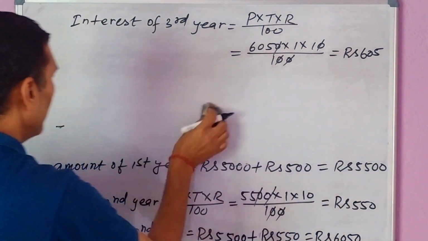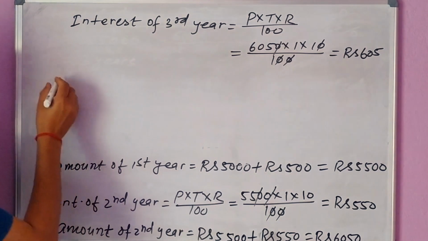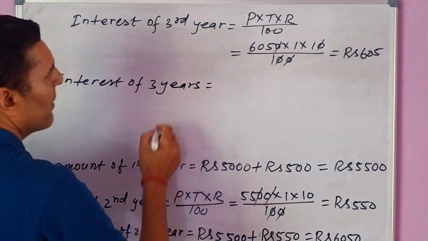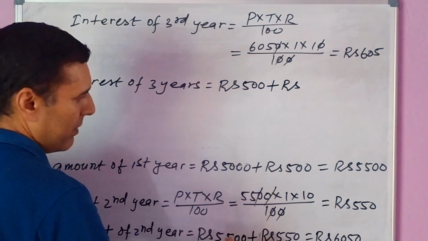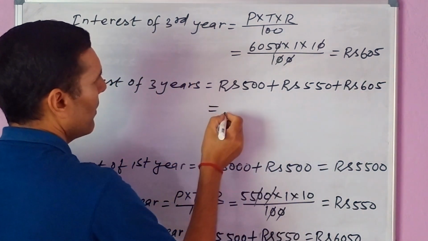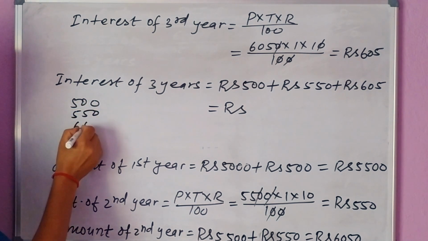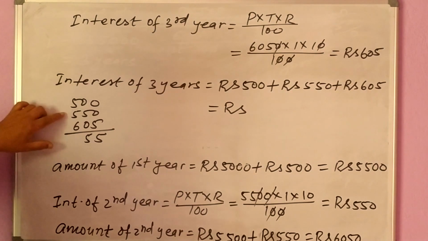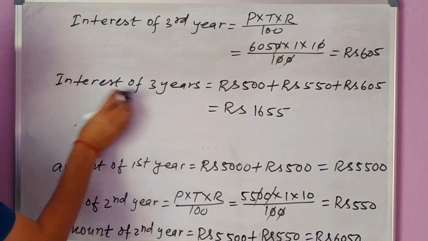So what is the total interest of 3 years? We find the sum of the interest of the first year, second year and third year. So interest of 3 years is equal to interest of first year, 500 rupees, interest of second year, 550 rupees, and interest of third year, 605 rupees. So altogether it becomes 500, 550, 605, so 1655 rupees.